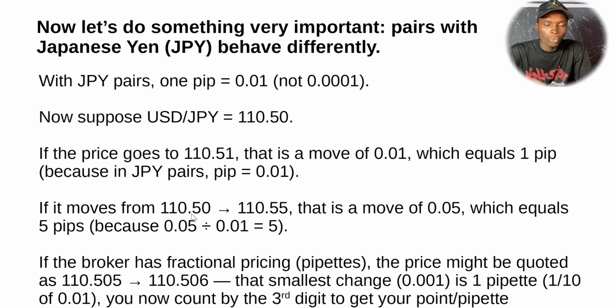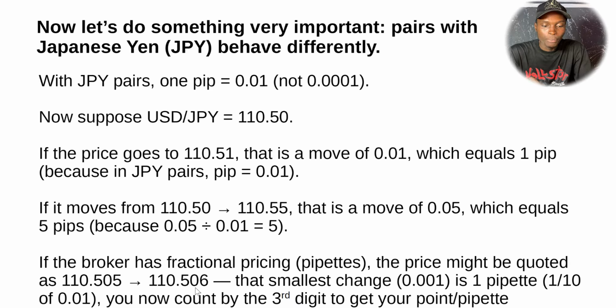Now, if it moves from 110.50 to 110.55, I want to get the pip in this one. Then you go to your decimal point. After your decimal point, you count the first digit 1, then the second digit 2, and that is how you get your pip. Now, this is a move of 0.05, which equals 5 pips, because 0.05 divided by the standard, which is 0.01, is going to give you 5.